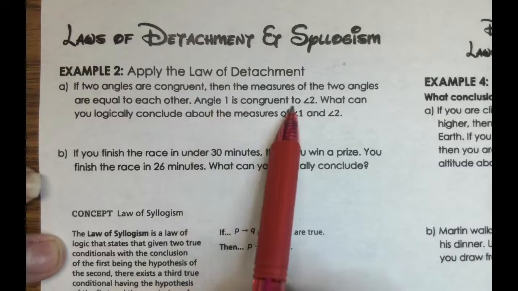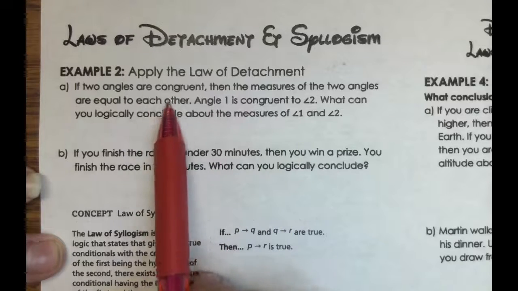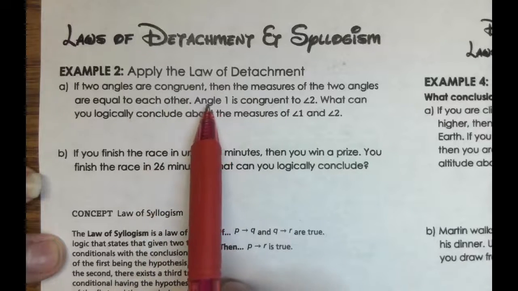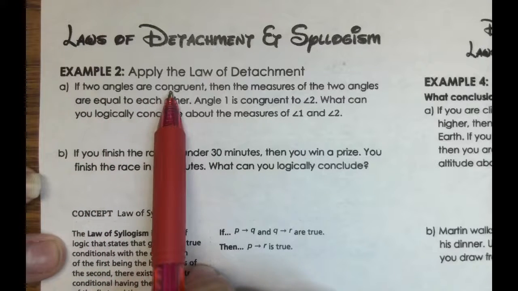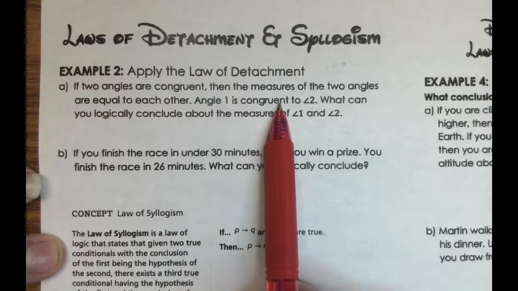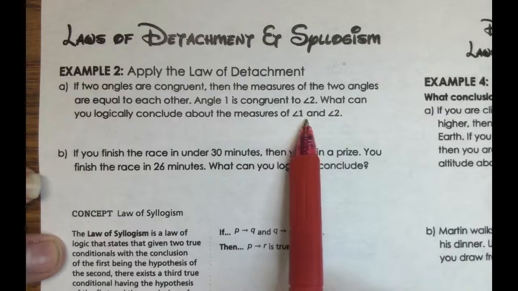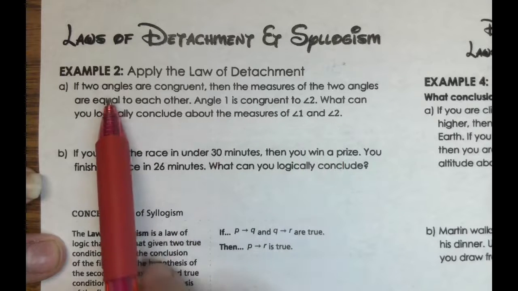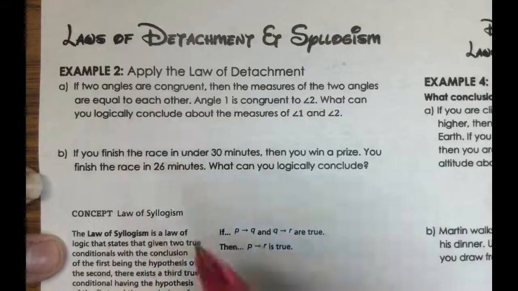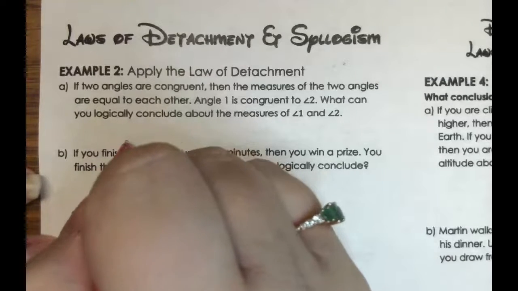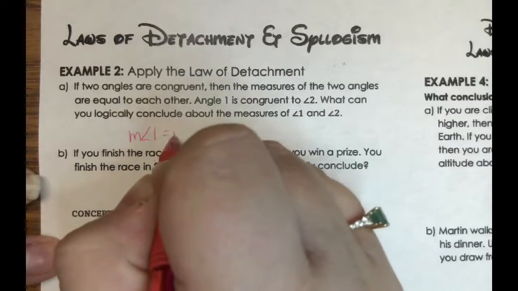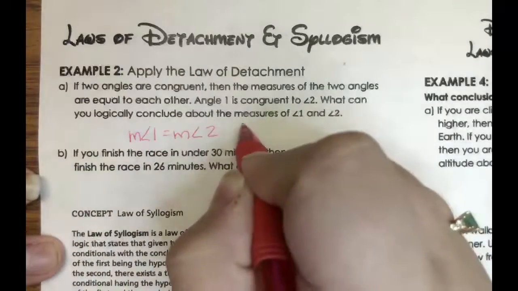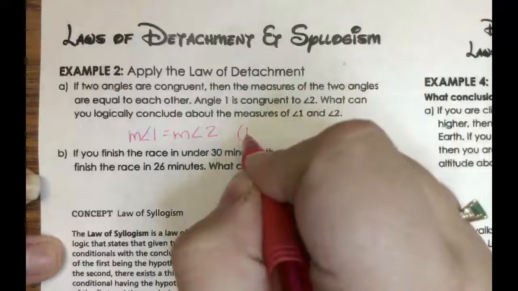angle 1 is congruent to angle 2. Since we said that our conditional was true, angle 1 being congruent to angle 2, that's your hypothesis. Two angles are congruent. Since we're saying that they're congruent, what can we conclude about the measures of those angles? We can conclude that those angles are equal to each other. So we can write the angle measures are equal, or you can write the measure of angle 1 equals the measure of angle 2. So they are equal to each other.